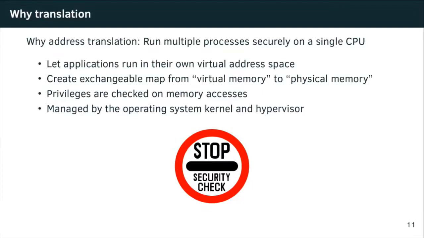This also creates a choke point where every memory instruction has to go through, and this choke point can be used for checking privileges on memory access, and this is what is happening. The operating system usually takes care of these tables, and if you have a hypervisor in your system, it has a second go on the memory accesses.